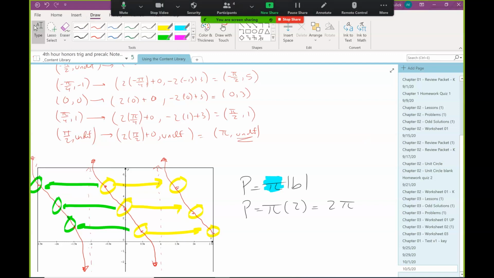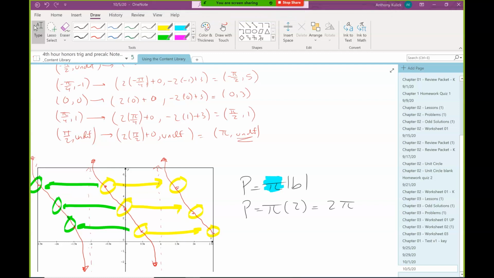What if we asked you to go from a graph back to an equation for tangent? Can we do that? I hope so. Let me pull up an example here.